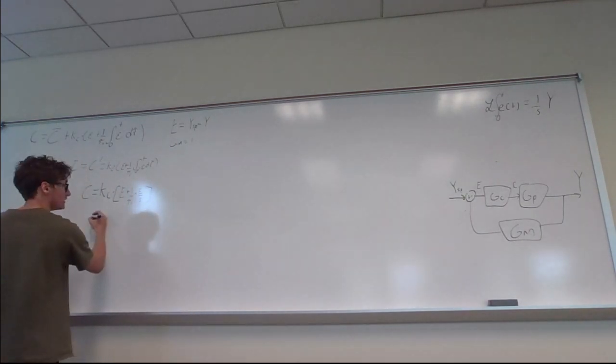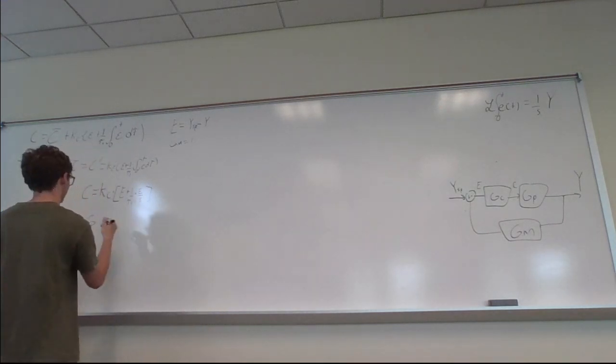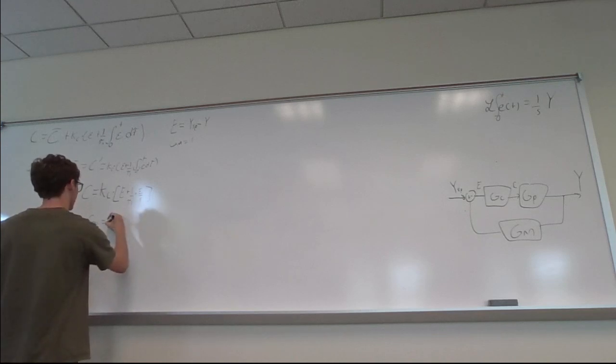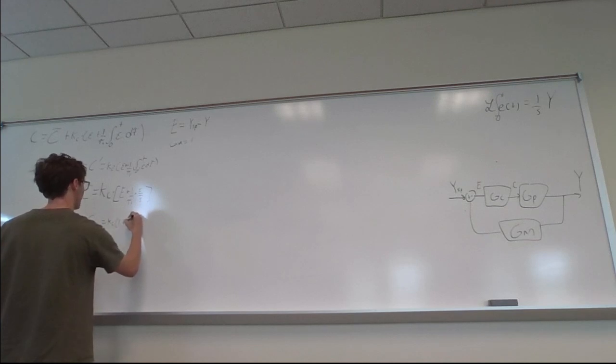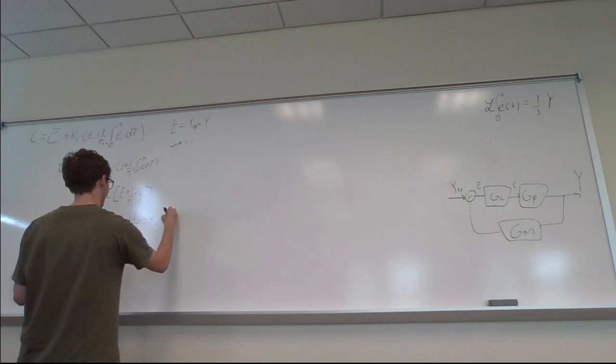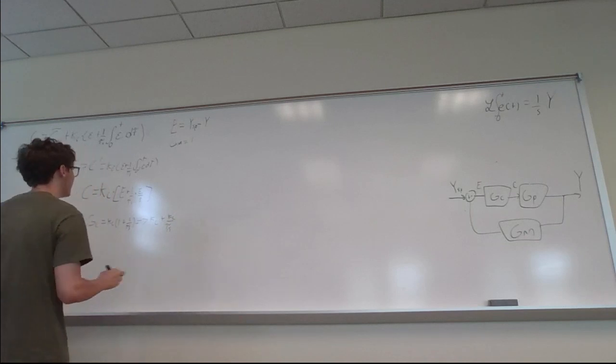GC, I think that's the right G value. Could be GP. GC is this without the error. So it's going to be KC times 1 plus 1 over tau s, which equals KC plus KC over tau s, all in the Laplace domain. All right?